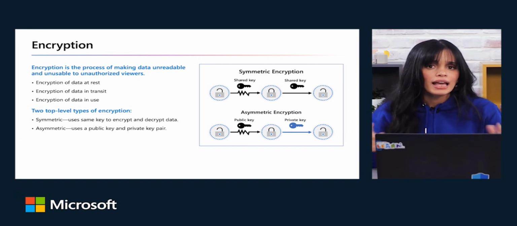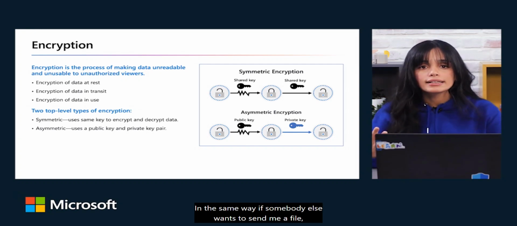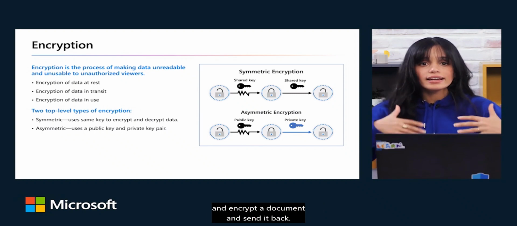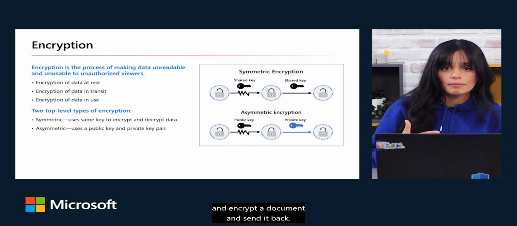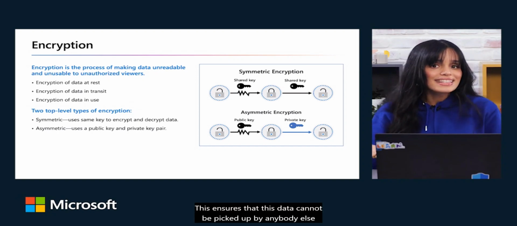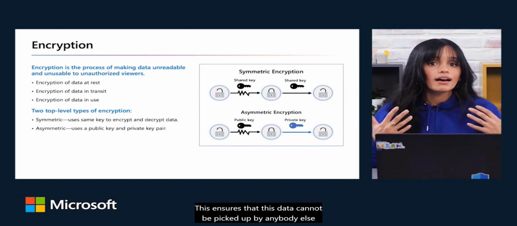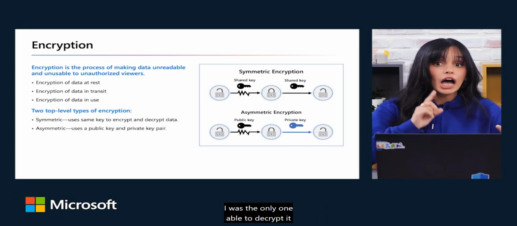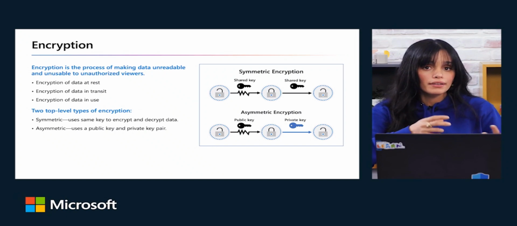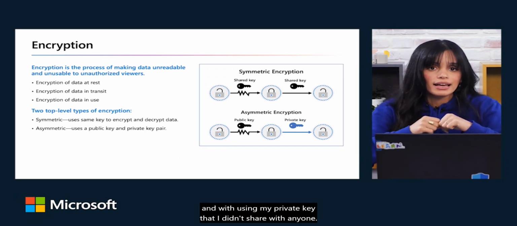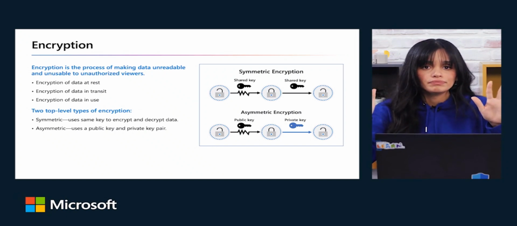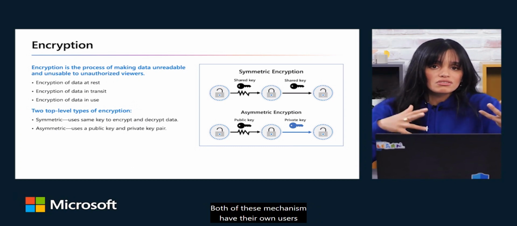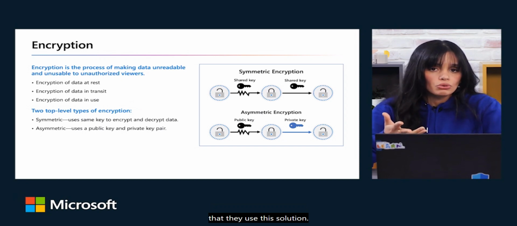In the same way, if somebody else wants to send me a file, they can use my public key and encrypt the document and send it back. This ensures that this data cannot be picked up by anybody else, decrypted and understood. I will be the only one able to decrypt it, using my private key that I didn't share with anyone. Both of these mechanisms have their own uses.